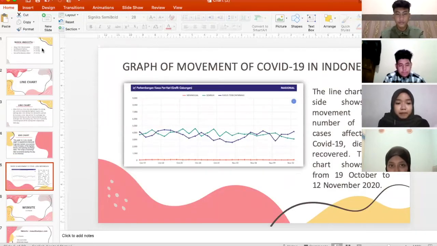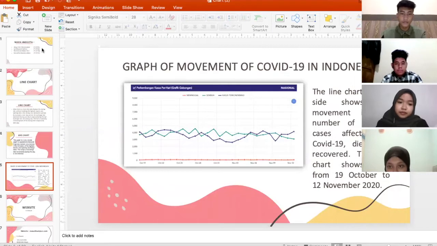This is a graph of the movement of COVID-19 in Indonesia. The line chart on the side shows the movement in the number of positive cases affected by COVID-19, those who died, and those who recovered. The line chart shows the data from 19 October to 12 November 2020.